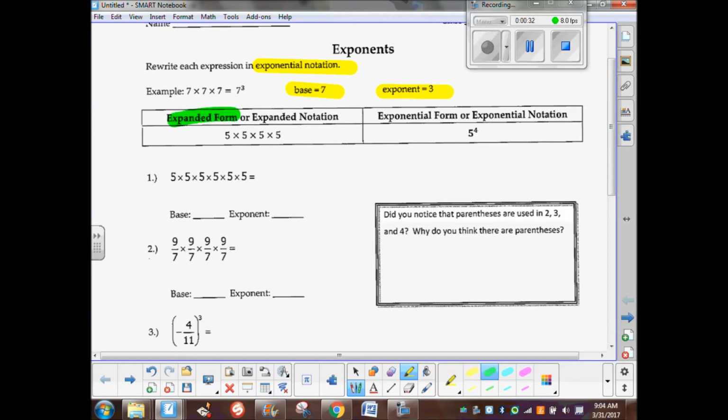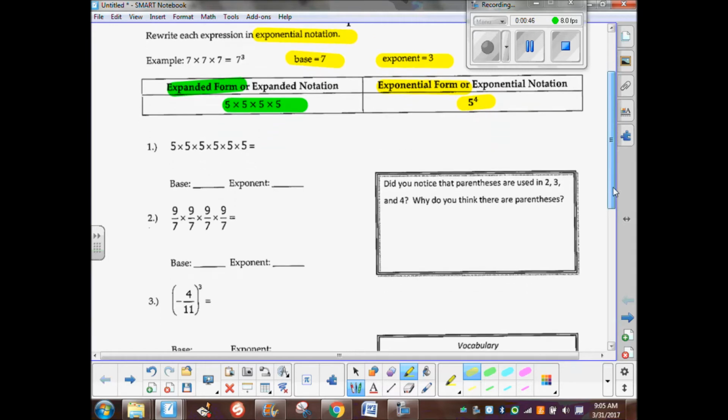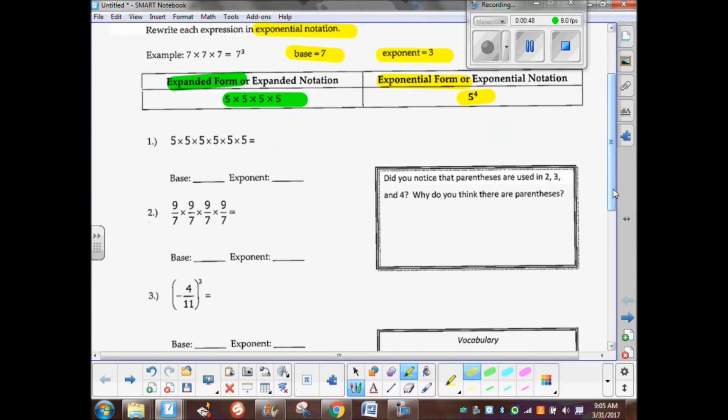Expanded form, okay? The name says it. It's expanded out. It's got that big, long, sort of math kind of sentence. And then exponential form is nice and condensed. You've got your base and your exponent. So in that first example, base and exponent, raise your hand. Who's got it? Jacob. Base is 5. Yep. Exponent is 6. 1, 2, 3, 4, 5, 6.